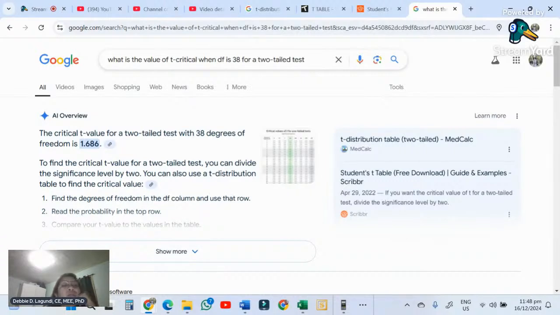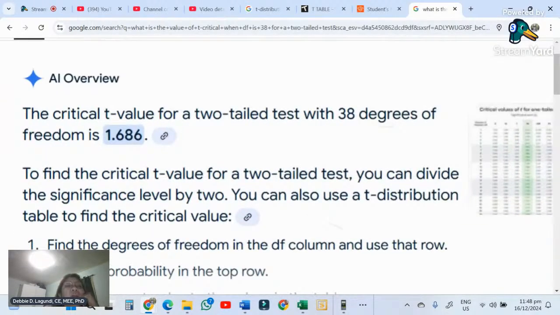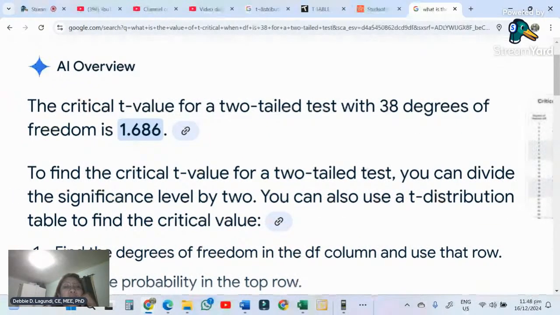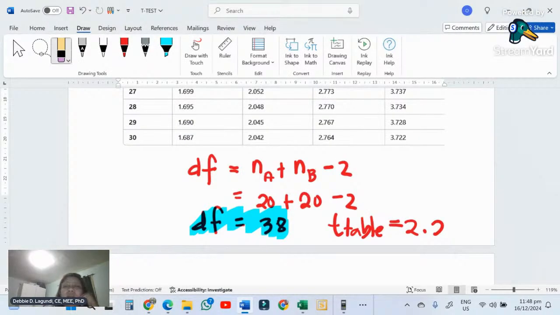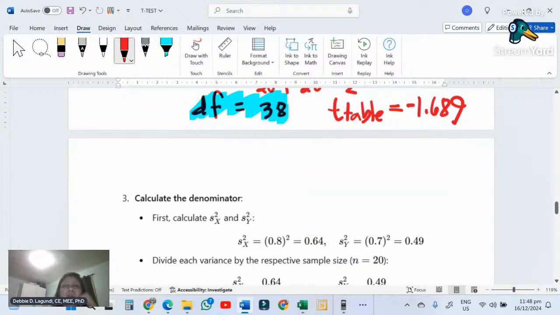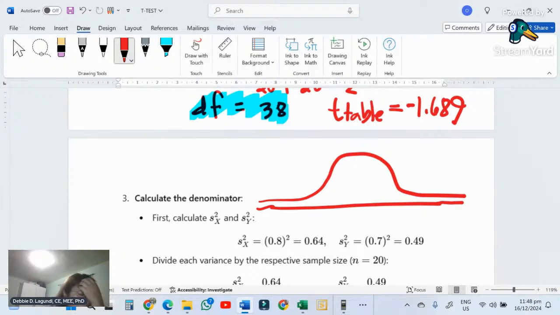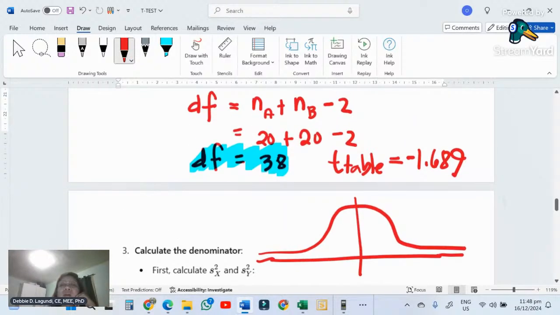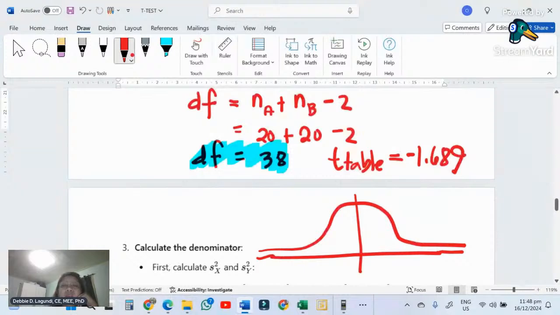The critical t value for a two-tailed test with 38 degrees of freedom is 1.689. So let's go back there. Negative 1.689. So when you're going to draw your T diagram, your normal distribution curve, I should say, negative is here, negative 1.689. Positive is here, positive 1.689.